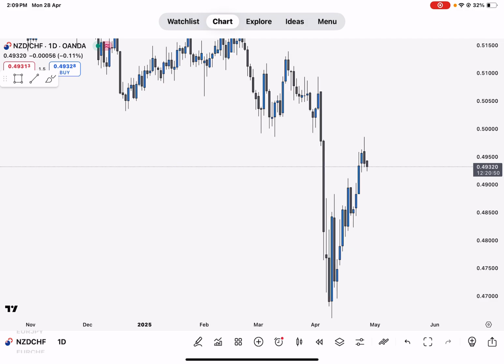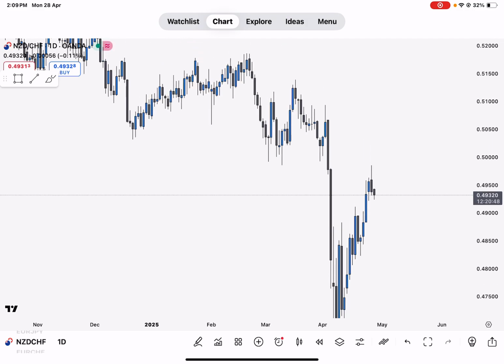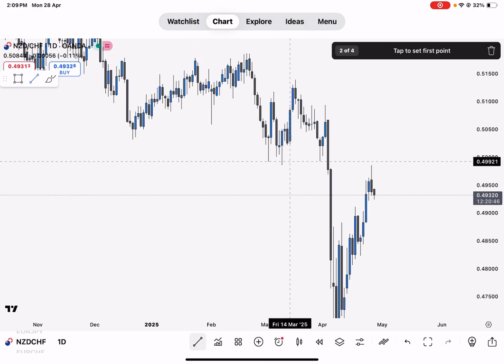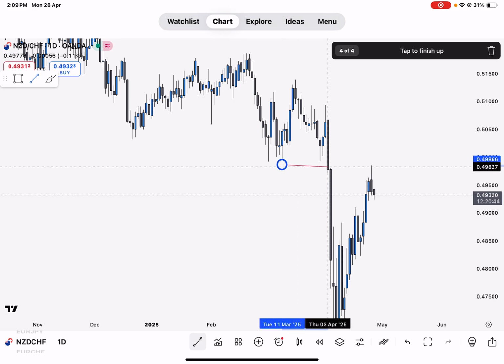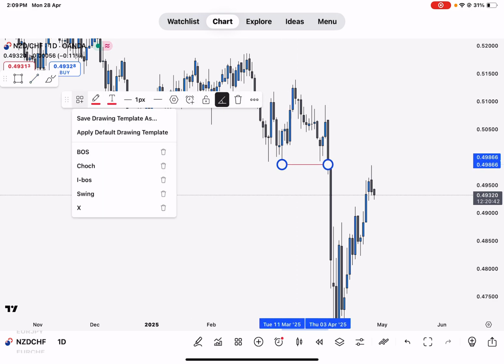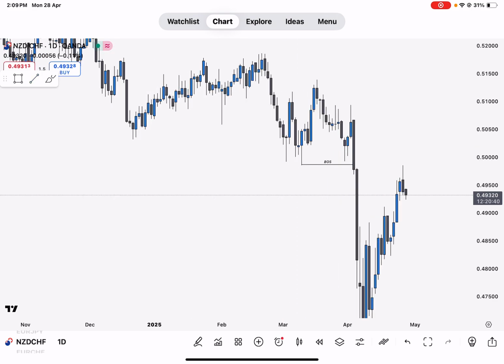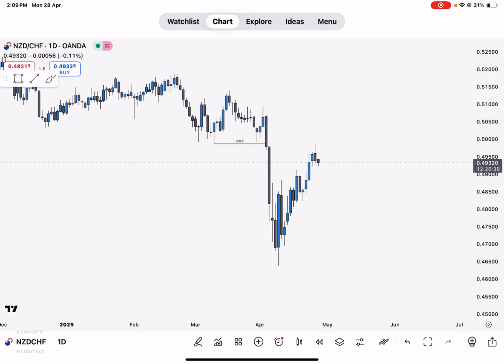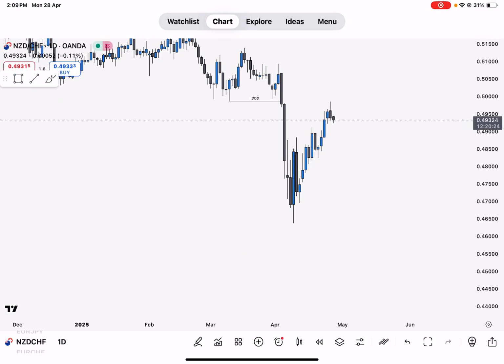What happened recently? On the daily time frame, the price had broken the structure. After a break of structure, what do we expect? We want a correction. So right now the correction phase is going on. This is the correction phase which is going on right now.